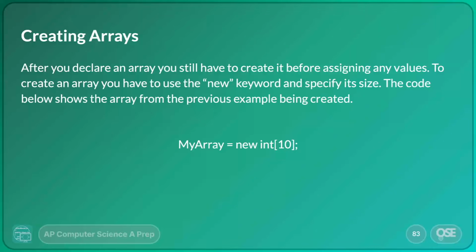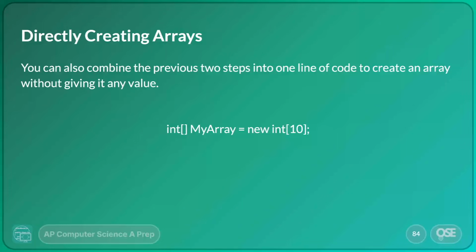After you declare an array, you still have to create it before assigning any values. In order to create an array, you have to use the new keyword and specify its size. The code below shows the array from the previous example being created. You can do myArray equals new int, and then in square braces, the size of the array, in this case 10. You can also directly create an array by combining the first two steps into one line of code, as shown here.